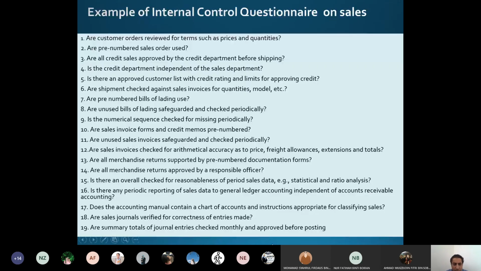So here we are in number 10. We are trying to check the pre-numbered documents. We are trying to see if they have this document, an existing document. Okay, number 11.